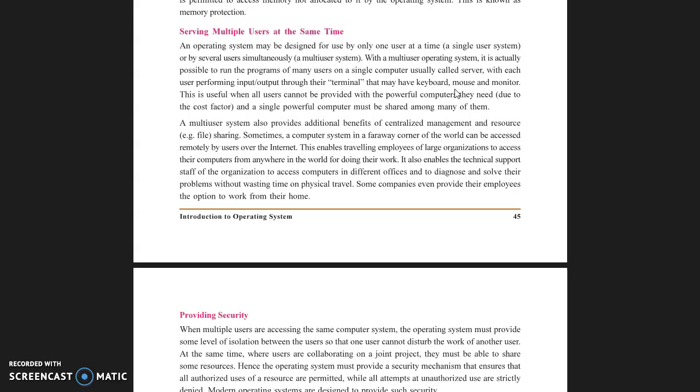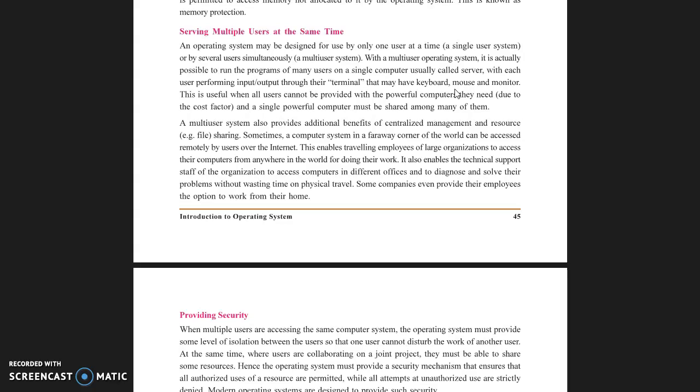Underline this line. What is meant by single user and multiple user? When a single person works with a computer, it is called a single-user operating system. But when multiple users work with the system, how is it possible?